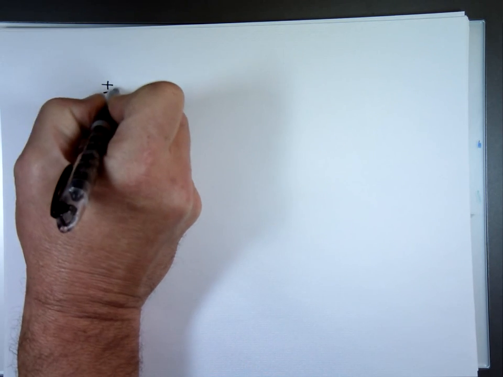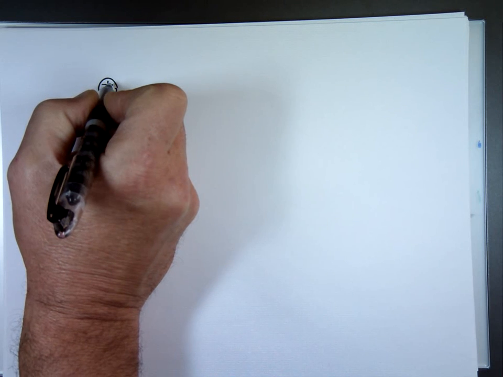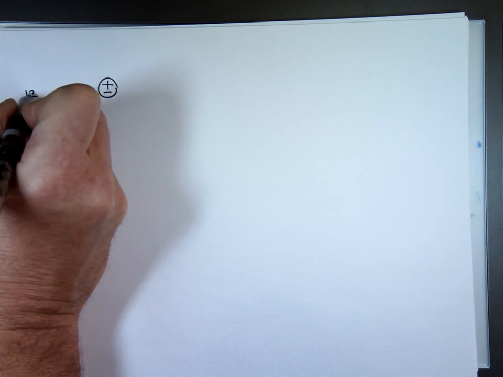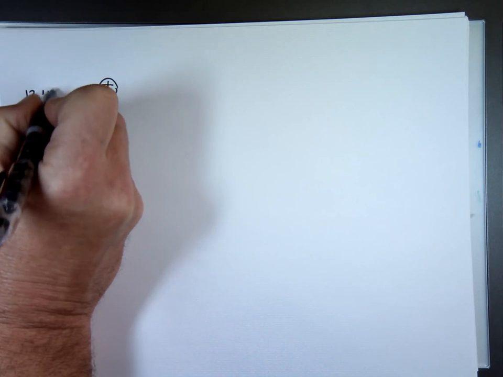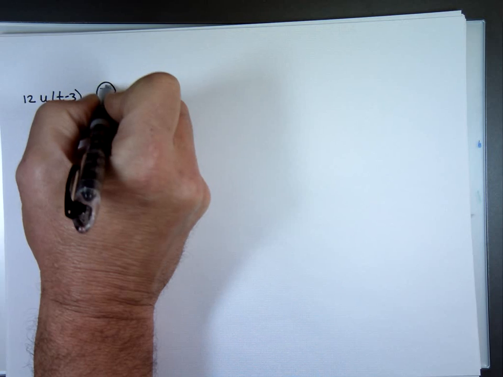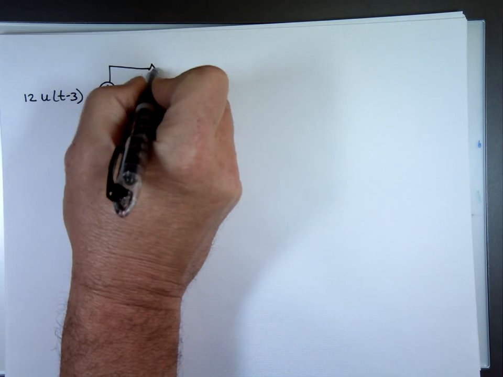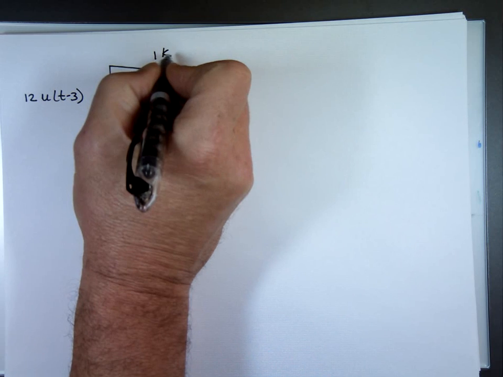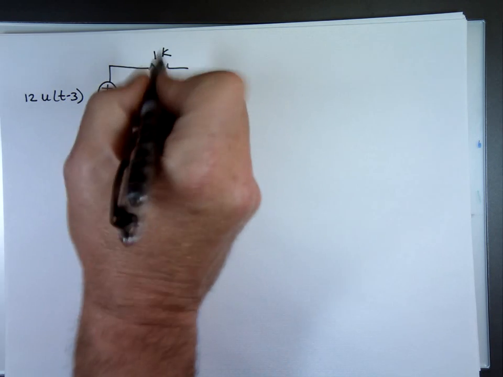So let me take this circuit, and instead of drawing switches here, I'm going to use a unit step function. Twelve u sub t minus 3. One K, 5 millihenry.